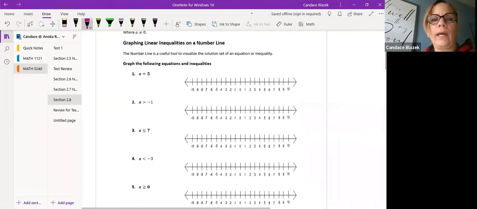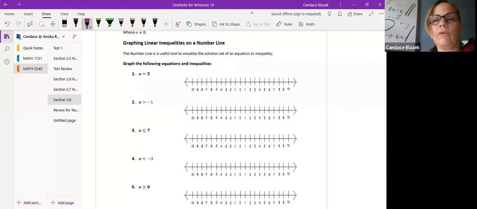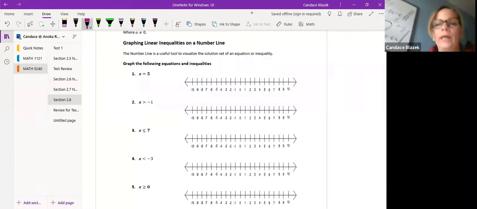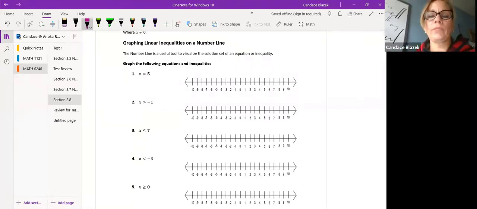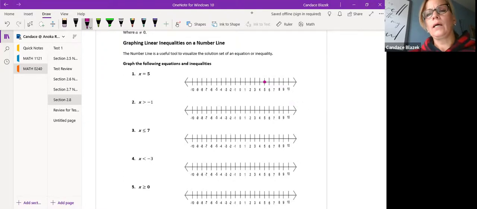So the first thing that we have, and I want to talk about these number lines, is just the phrase x is equal to 5. On the number line, if I wanted to represent x equal to 5, I would put a solid dot, not a circle, a solid dot, and that only represents that one solution of 5.